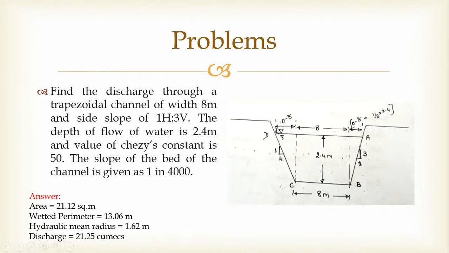So area will be, first you should find out the top width. Do not make mistakes in finding out the top width. If you have any doubts in calculating the side slope and the top width of the trapezoidal channel section, please approach me. I will help you out. Find out the area, wetted perimeter, hydraulic mean depth, and discharge. Once you identify which type of channel section and how to find out the area, then everything else will be simple calculation.